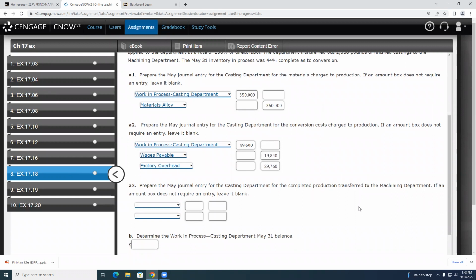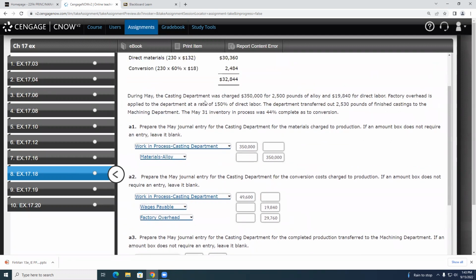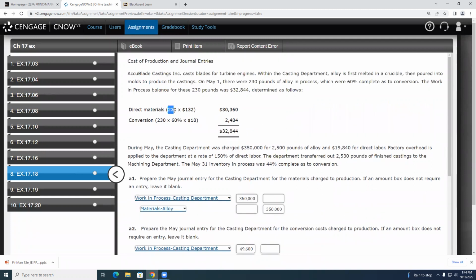Last part of A, prepare the May journal entry for the casting department for the completed production transferred to the machining department. So it tells us the department transferred out 2,530 pounds of finished casting. So we need to figure out how much of the total cost goes with those 2,530 pounds. So we had 230 pounds that were already in process with a total of $32,844. We know that that's going to move out because, as we talked last class, we're using the FIFO method. The assumption is the first thing we do is finish up the beginning inventory.